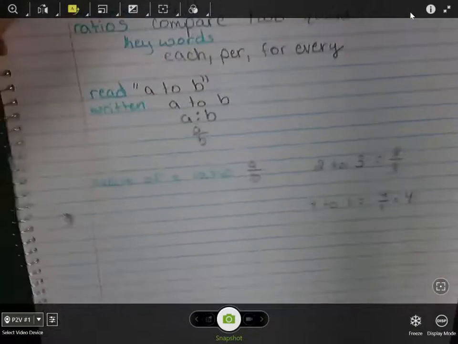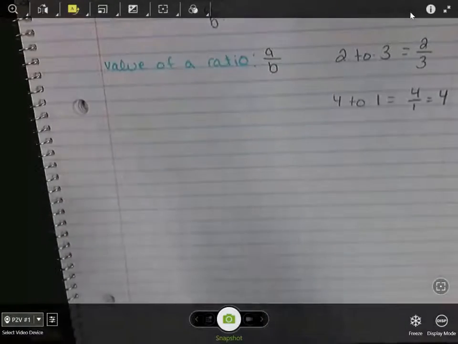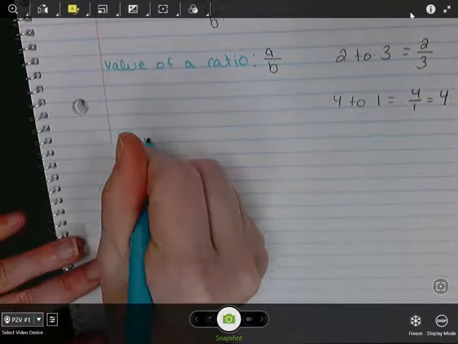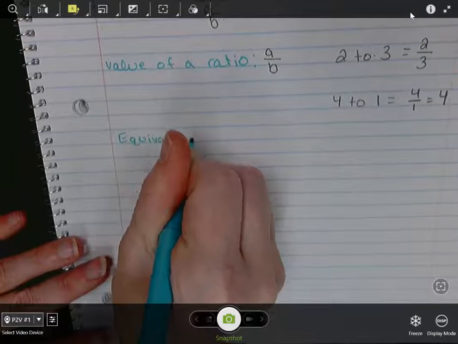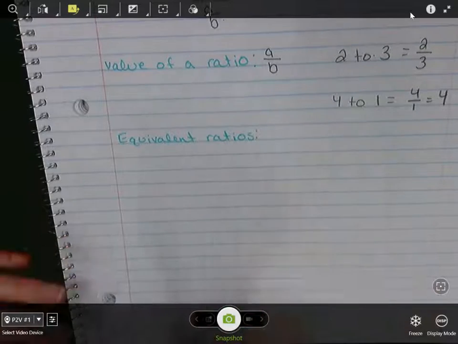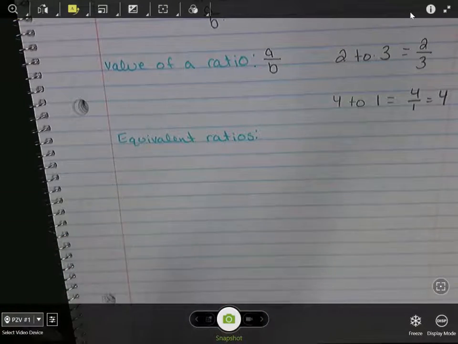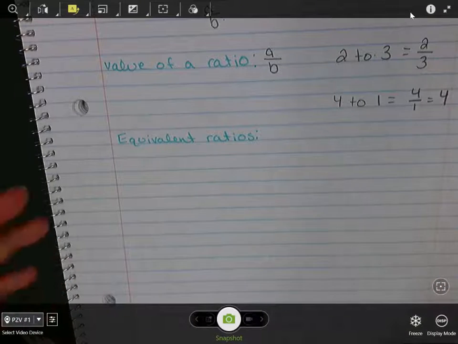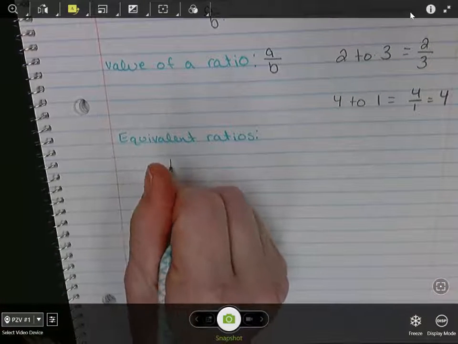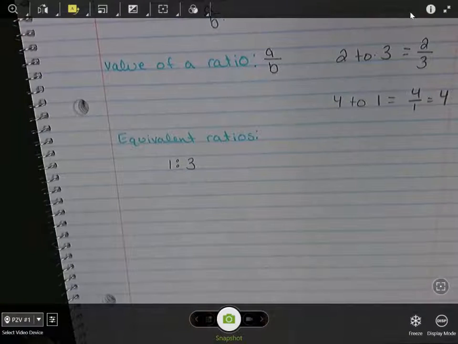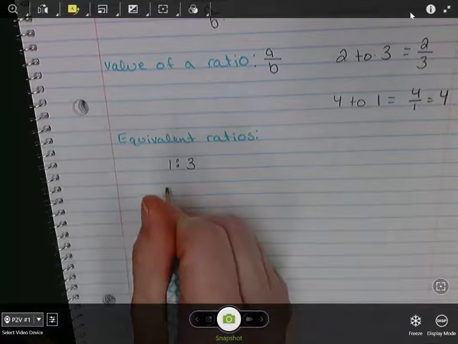Okay? And then the last thing, equivalent ratios. Equivalent ratios. All right, some examples of equivalent ratios, and how you can determine if they're equivalent. Let's say you have the ratio 1 to 3. You have the ratio 1 to 3. An equivalent ratio would be 2 to 6.